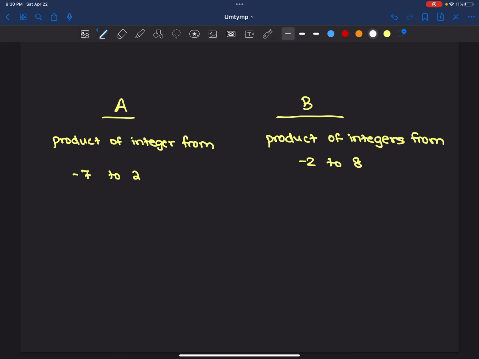Anyways, moving on. So on A, we have the product of integers from -7 to 2, and B is the product of integers from -2 to 8. Now, you guys are smart, and you know that the answer is C.